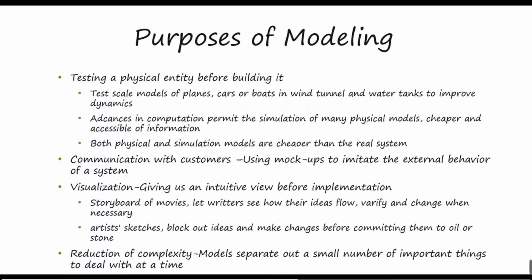And the last one is reduction of complexity. Models separate out a small number of important things to deal with at a time. That is, why do we need to separate out some aspects of the system? It is because we humans can only cope with a limited amount of information at a time. So we need models to help us understand the system from one aspect to another, one at a time.